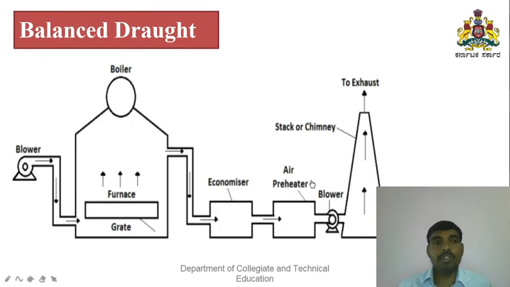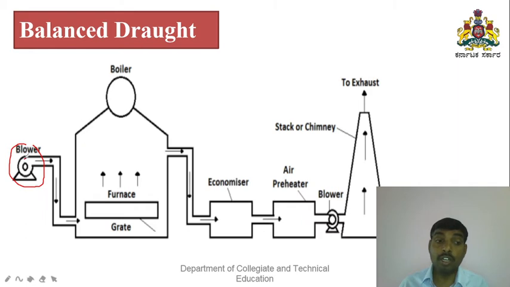Students, from this video you have taken a look at how the balanced draught works. So let's explain using 2D diagrams. Here we have a blower before the boiler, and then the furnace. Here the combustion will occur. From the combustion, the generated flue gases will flow to the economizer and preheater.